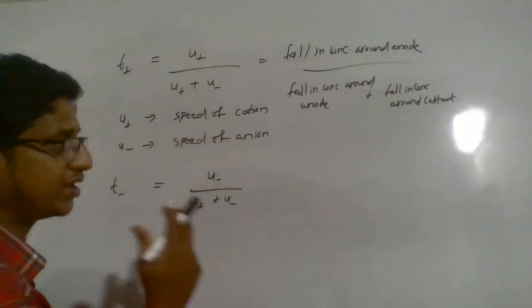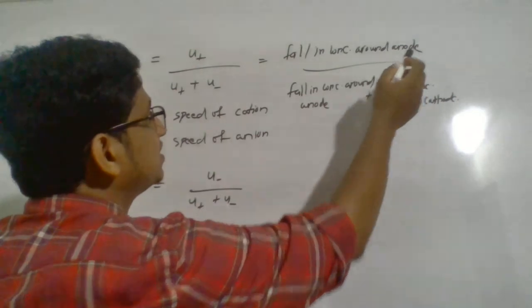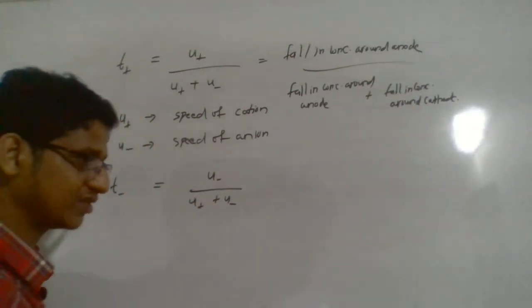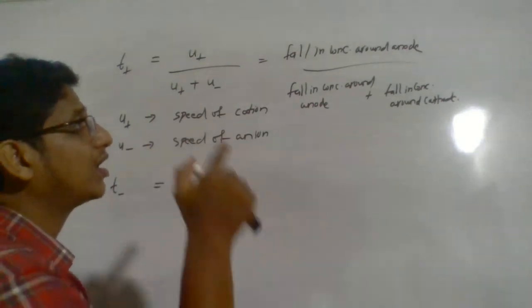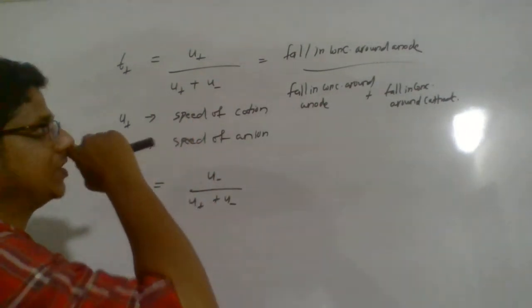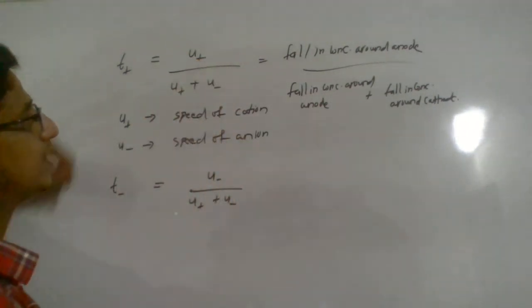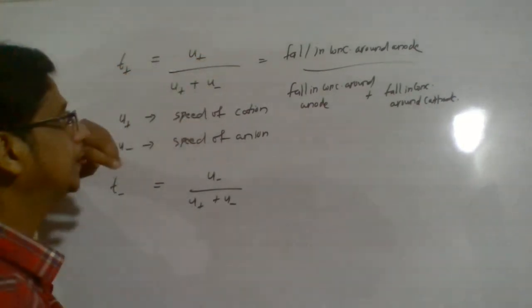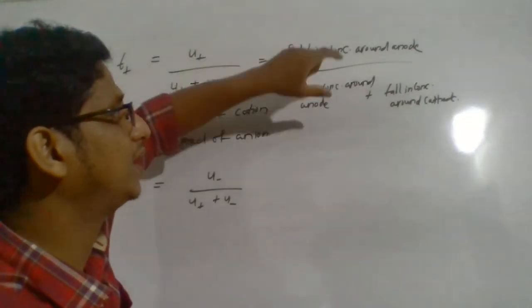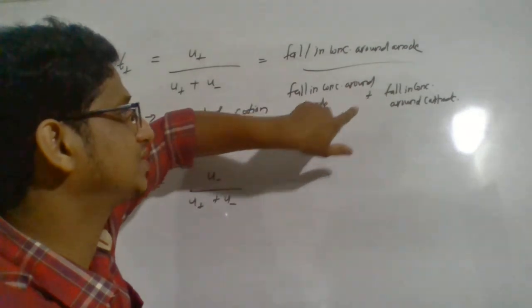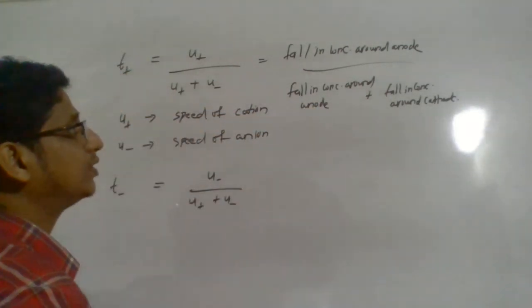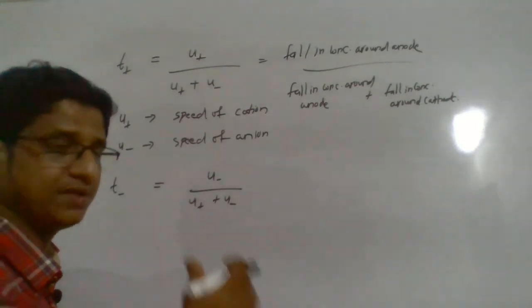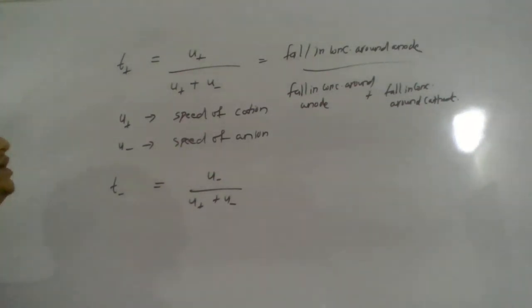Now using that, you can imagine the falling concentration, or decreasing concentration of cation around the anode, will be proportional to the speed of the ion. So you can use this equation. This is the principle. So falling concentration around anode divided by falling concentration around anode plus falling concentration around cathode will be equal to T plus. That directly will give you the transport number of the cation.